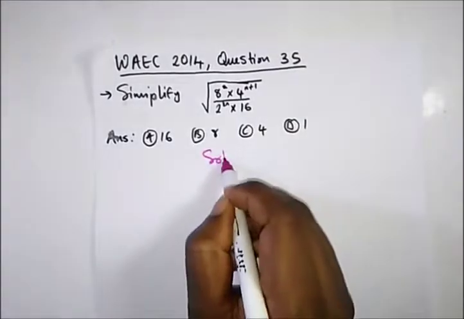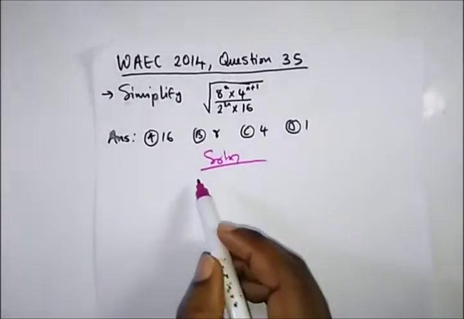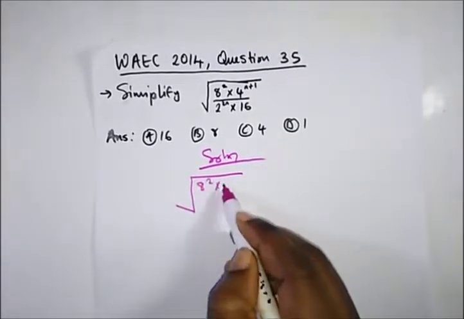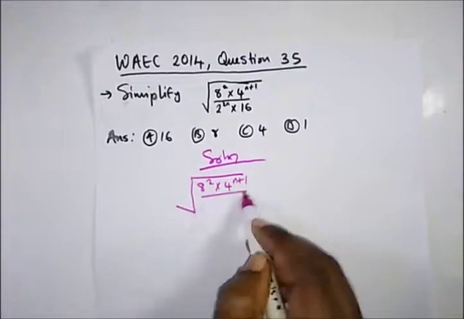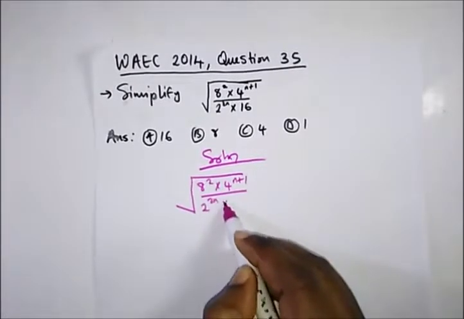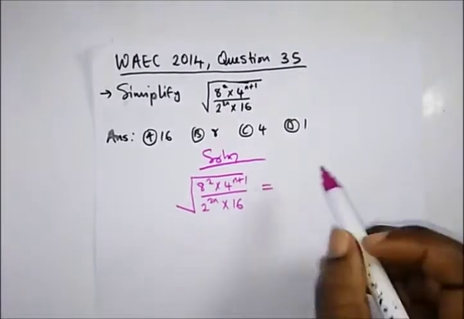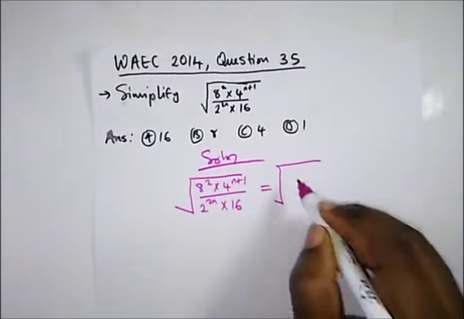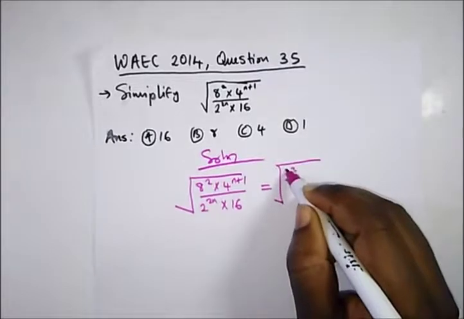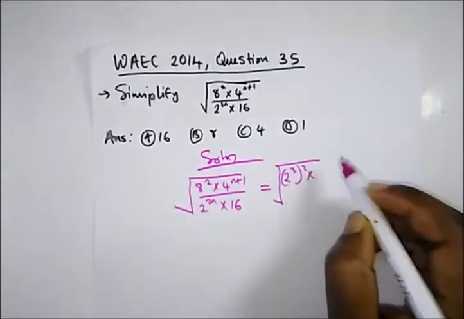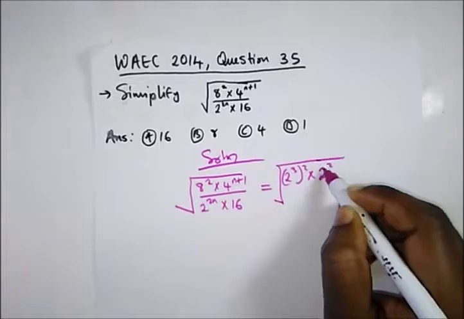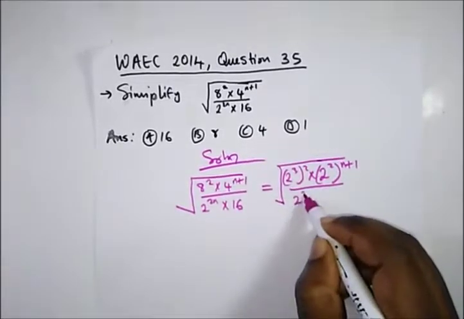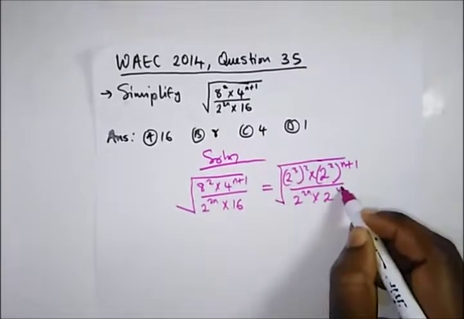So here we have this root, the square root of 2 squared times 4n plus 1 over 2 raised to the power 2n times 16. So what would this give us? Let us simplify this further, everything to a base of 2. So this will be 2 raised to the power 3 bracket 2 times 2 raised to the power 2 bracket n plus 1 over 2 raised to the power 2n times 2 raised to the power 4.